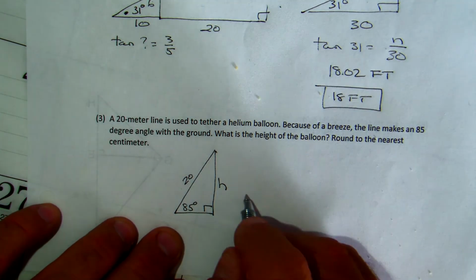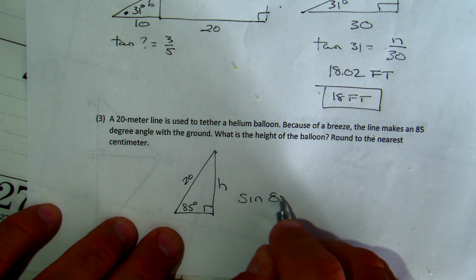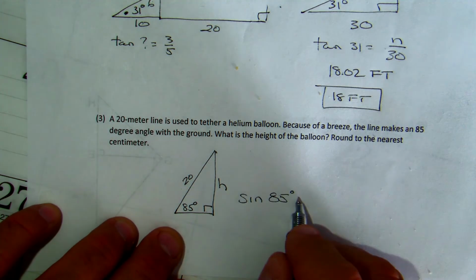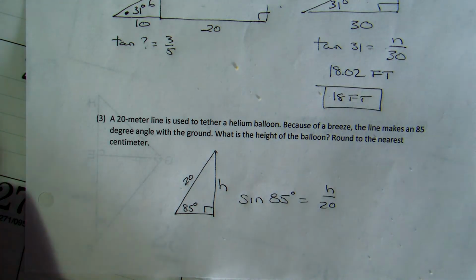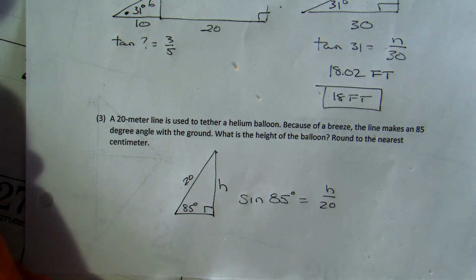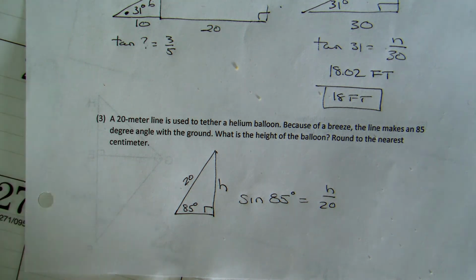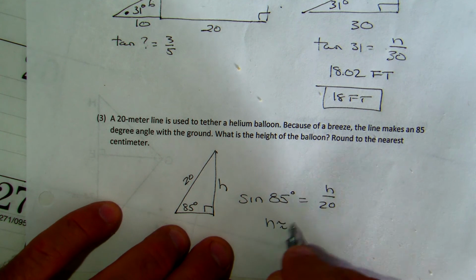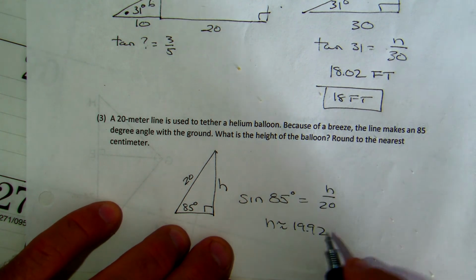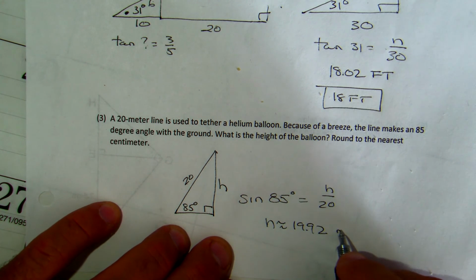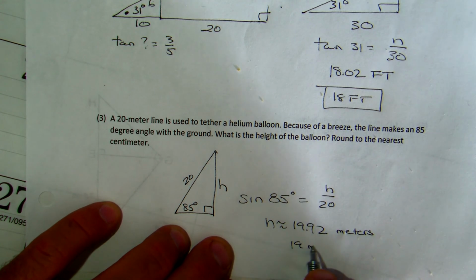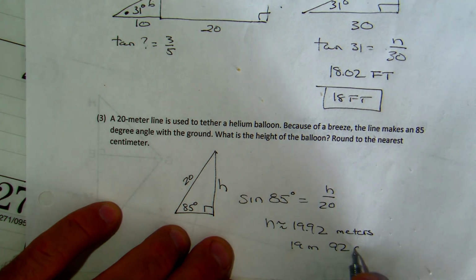Opposite over hypotenuse, we all know hopefully by now is sine, so sine of 85 degrees equals h over 20. Hopefully from previous problems you realize that because the variable is in the numerator, we're going to multiply 20 sine 85. And I got h to be approximately 19.92. Wait, this was in meters. So that's 19.92 meters. They want us to round to the nearest centimeter. So that's 19 meters, 92 centimeters.